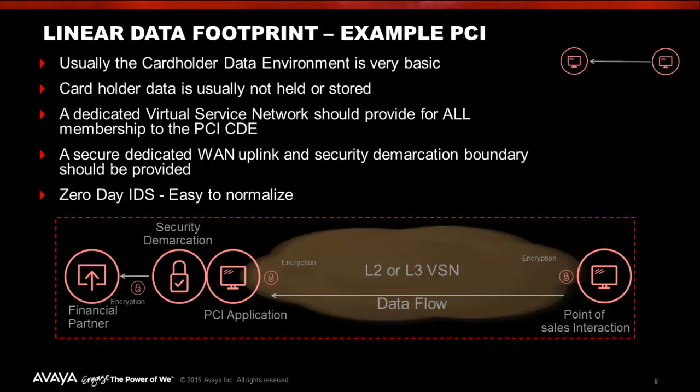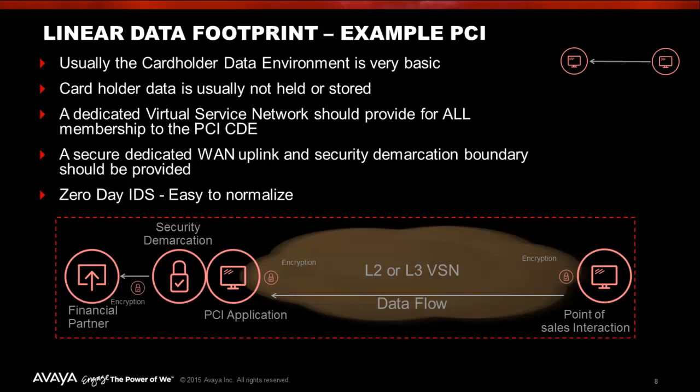We see our point of sale interaction moving up to the PCI application. We hit a demarcation to a financial partner, and then probably the transaction is flushed and probably deducted even at the point of transmission. Now, this is very simple, easy to document. Notice how it can be handled atomically with an L3 or an L2 VSN. For example, we have many customers that utilize a single L3 VSN or a series of them for PCI domains.